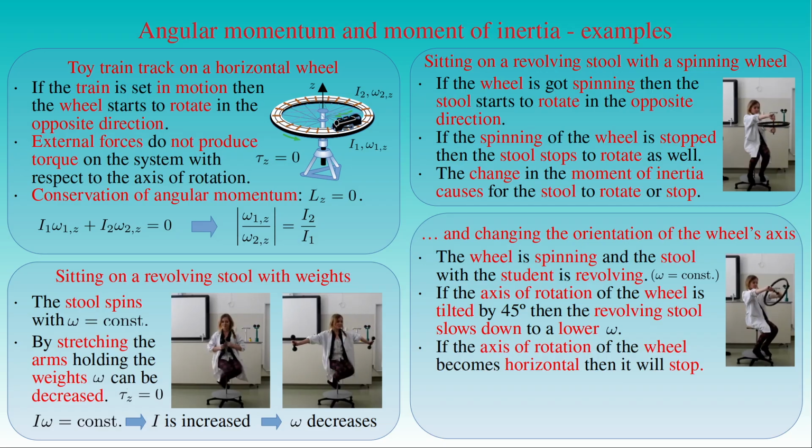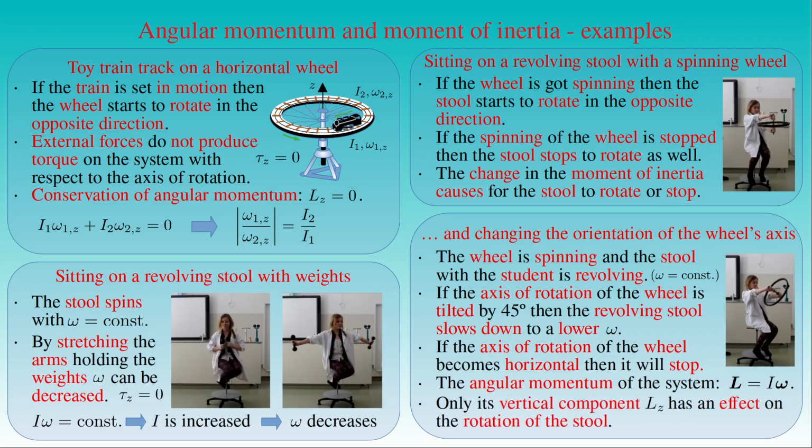From both demonstrations we can conclude that the angular momentum vector L of the wheel spinning about its axis of symmetry is given by the product of the moment of inertia I of the wheel and the angular velocity vector ω, and only the vertical component of the angular momentum L has an effect on the rotation of the stool.